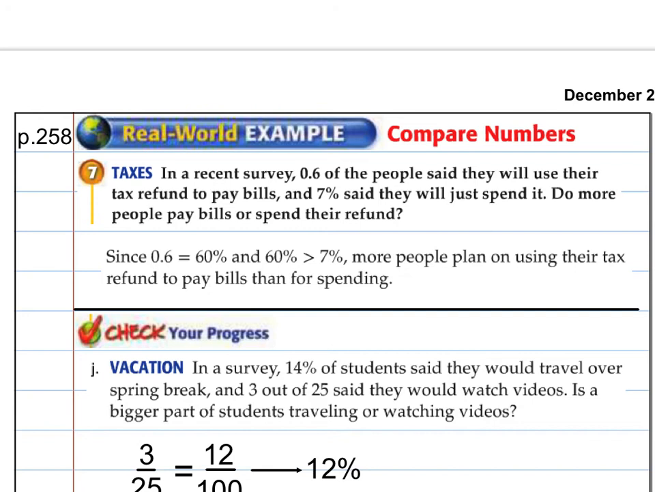All right, so just some comparing numbers for a real world example. In a recent survey, 6/10, remember that's the same as 6 out of 10, read as a decimal, people said that they will use their tax refund to pay bills. 7% said they will just spend it. Do more people pay bills or spend their refund? So again, 7%, that's 7 out of 100.